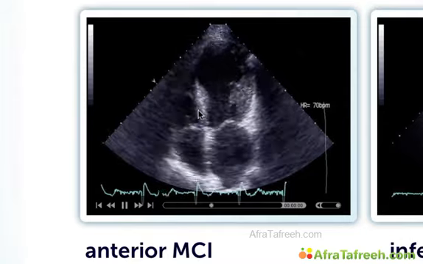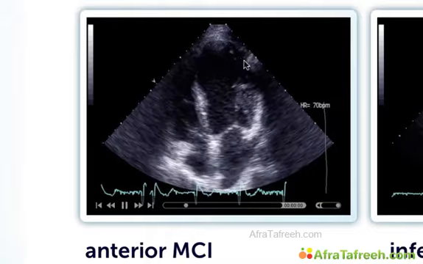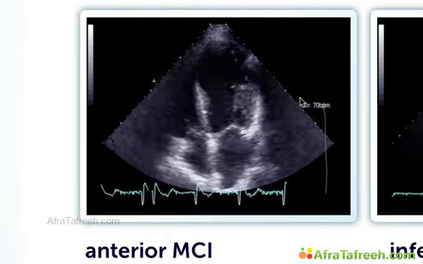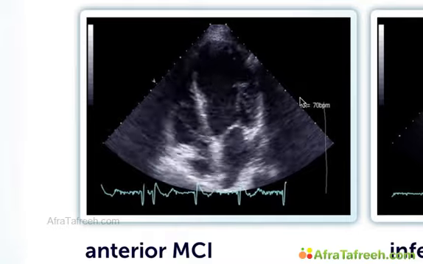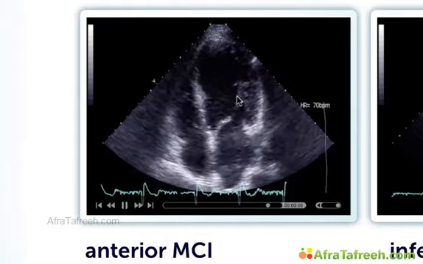So when we look at regional wall motion abnormalities, we also have to look at comparison between different segments. And this is a very nice example which shows you that we have different degrees of wall motion abnormalities in one image, in one 4-chamber view.